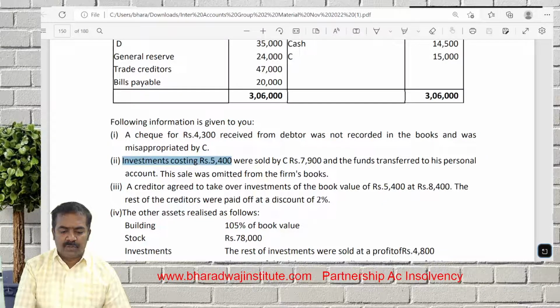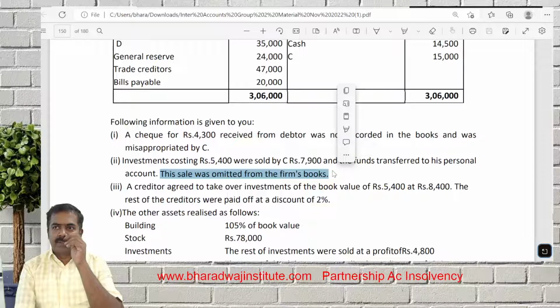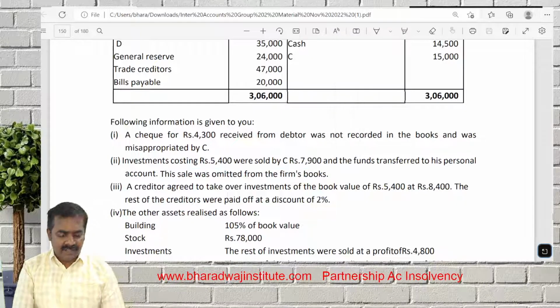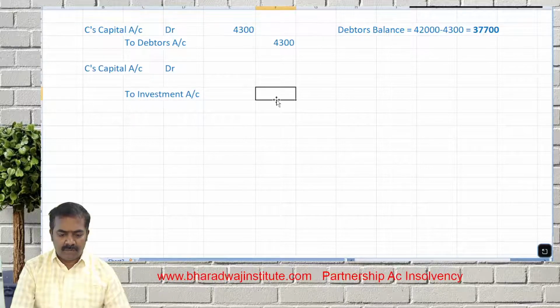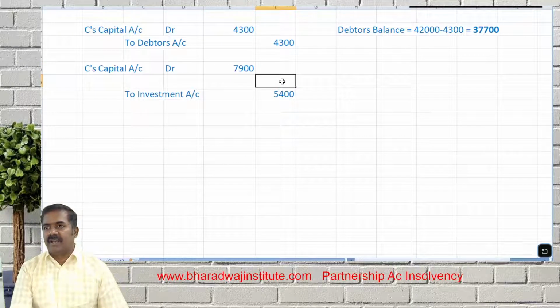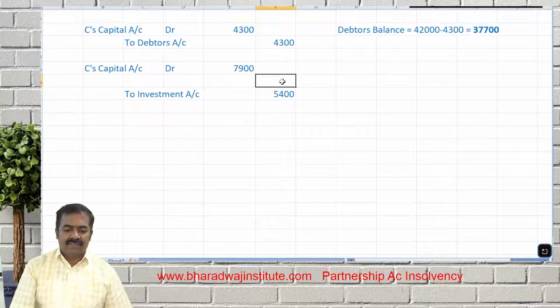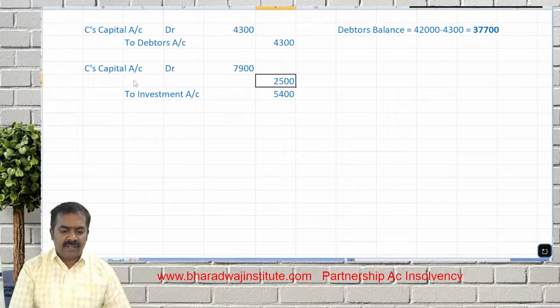Investment costing 5,400 was sold by C for 7,900 and the funds were transferred to his personal account. The sale was omitted from the firm's books. This is also not recorded. So how to record it? C's capital account debit 7,900, to investment 5,400, and there is a profit on sale. What is the profit on sale? 2,500.